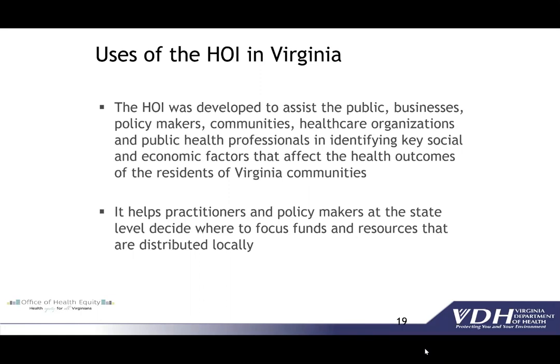We also use some of this HOI for practitioners in the rural areas to identify some of the adverse social conditions in these areas. And one of the agencies in Virginia has also used it to allocate funds to the localities in their area. So it's a very universal tool that helps to implement policies that are beneficial to the population that we are trying to address.